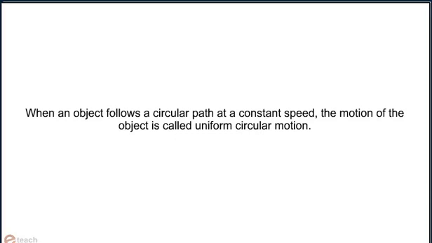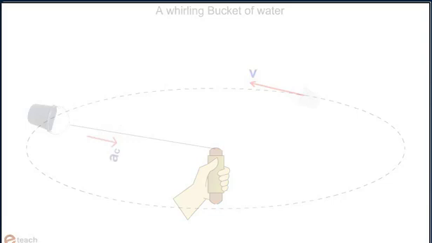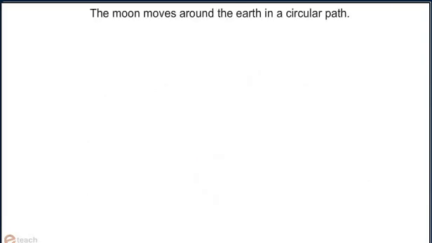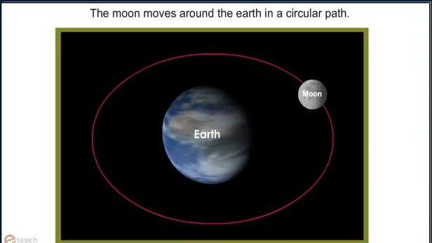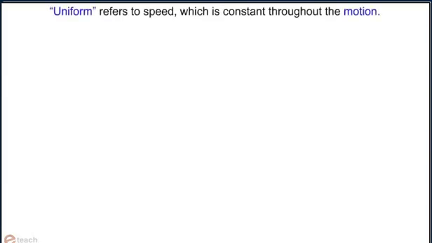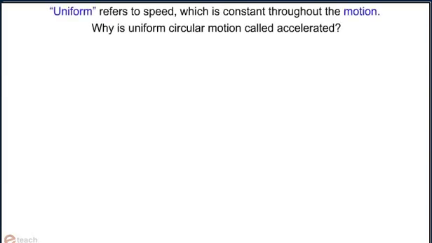Now, let us discuss uniform circular motion. When an object follows a circular path at a constant speed, the motion of the object is called uniform circular motion. A whirling bucket of water. Now see, a moon moves around the earth in a circular path. Uniform refers to the speed which is constant throughout the motion.